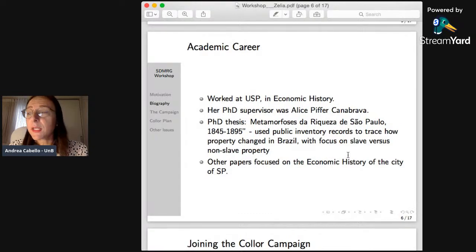And her PhD thesis was something I thought was very interesting. It was called Metamorfoses da Riqueza de São Paulo, from 1845 to 1895. She used public inventory records, in case you didn't understand that, dados de cartório, to trace how property changed in Brazil. She wanted to see, by how people recorded property, how it changed from slave property to non-slave property.